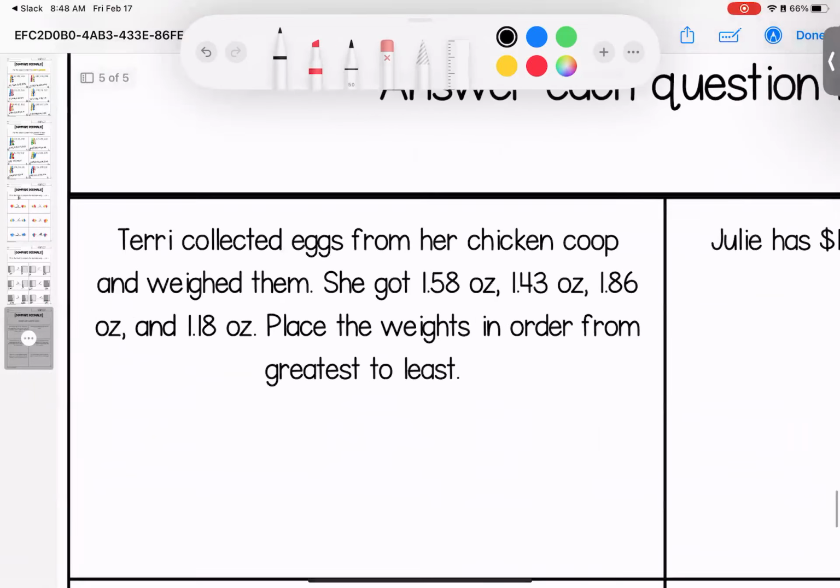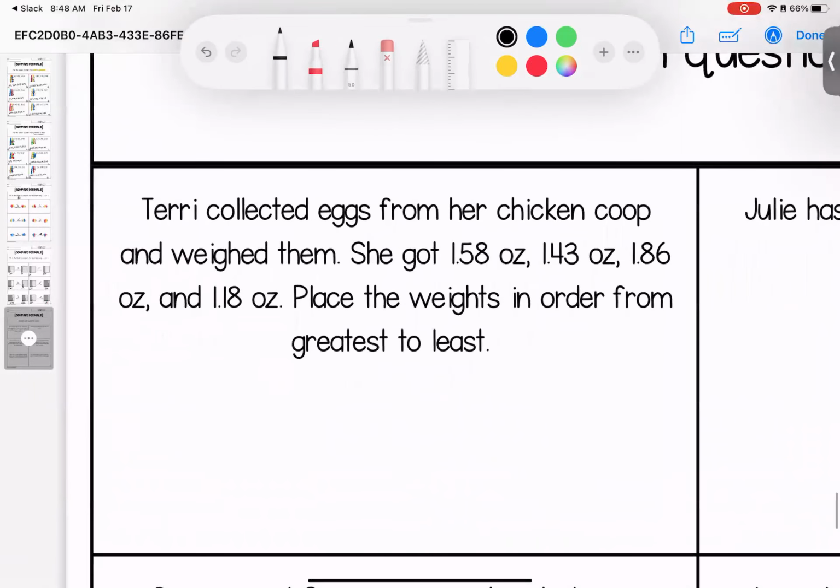Last one is some word problems. When we're doing word problems, we're asking ourselves, what are they asking me to do and what numbers are they giving me to use? Terry collected eggs from her chicken coop and weighed them. She got 1.58 ounces, 1.43 ounces, 1.86 ounces, and 1.18 ounces. Place the weight in order from greatest to least.